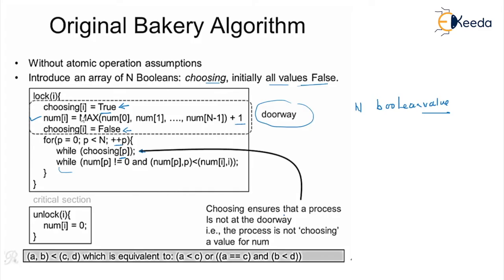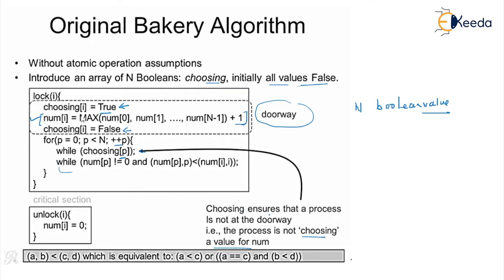Now choosing ensures that a process is not in the doorway, that is, the process is not choosing a value from num. Somehow ambiguity may occur, right? If it is still choosing, still putting a number, and at that time you're checking, definitely some inconsistency may happen.